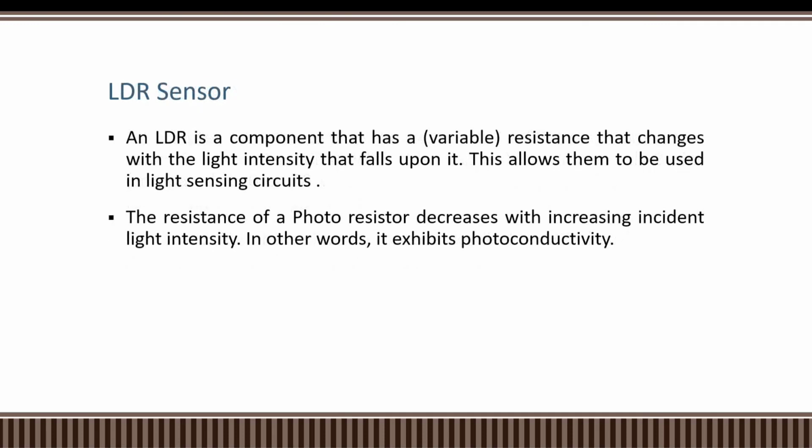An LDR sensor. An LDR is a component that has a variable resistance that changes with the light intensity that falls upon it. If the light intensity is more, the LED glows dim, whereas if the light intensity is less, the LED glows brighter. This allows them to be used in light sensing circuits. The resistance of a photoresistor decreases with increasing intensity of the light incident on it. In other words, it exhibits photoconductivity.